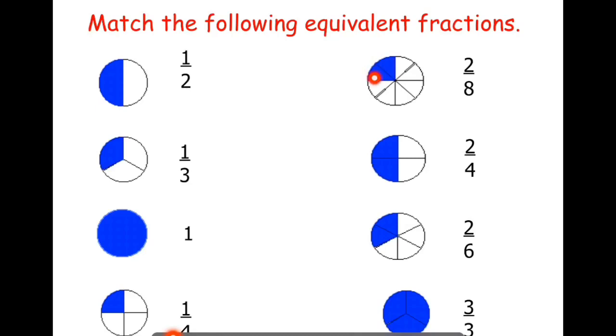1, 2. Two portions are shaded, so numerator is 2 and total portions are 8. This is 2 upon 8. This is what? 2 upon 4. This is what? 2 upon 6. And this is what?